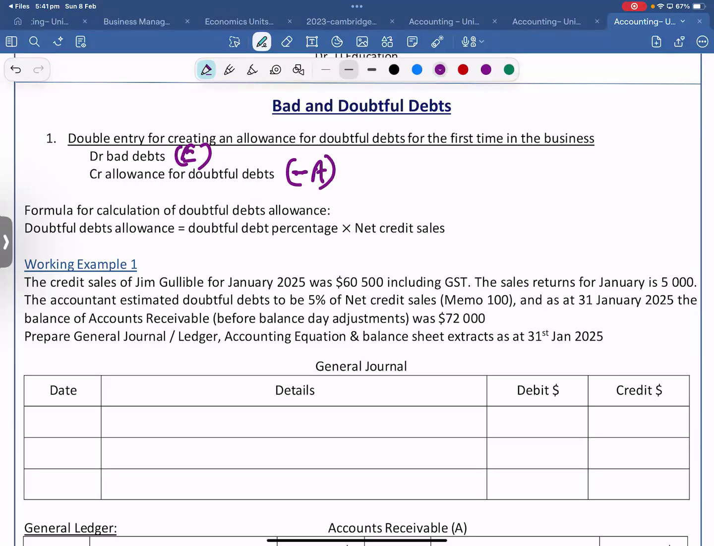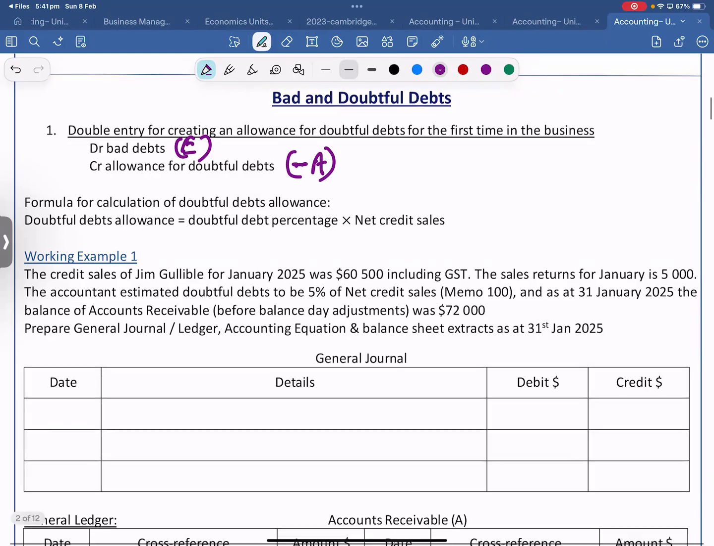So this is the first time that we are coming across a negative asset, or we came across one last year for accumulated depreciation, but we haven't done it for this year. In Unit 2 we did, yes. But this is the first time that we are coming across a negative asset in Unit 3. Okay.